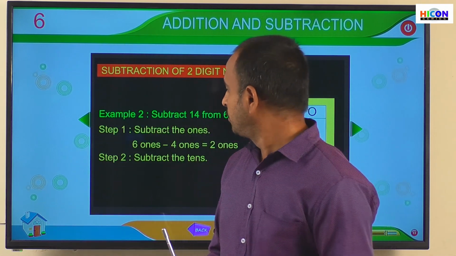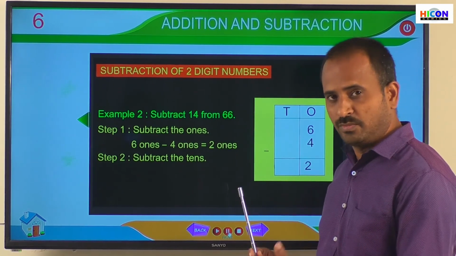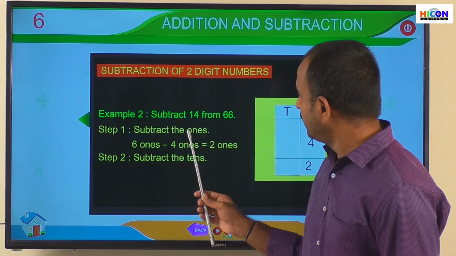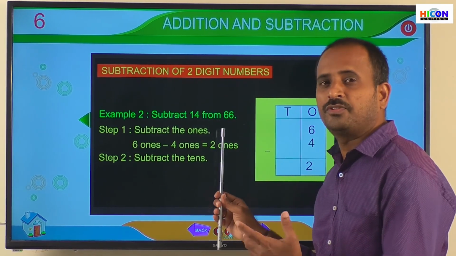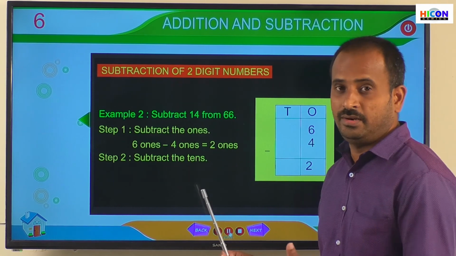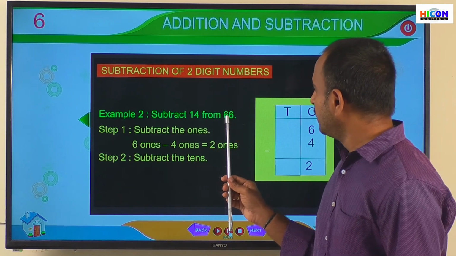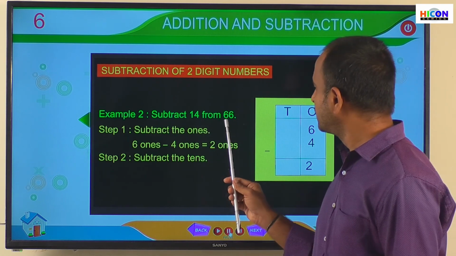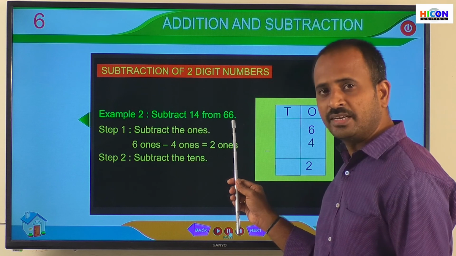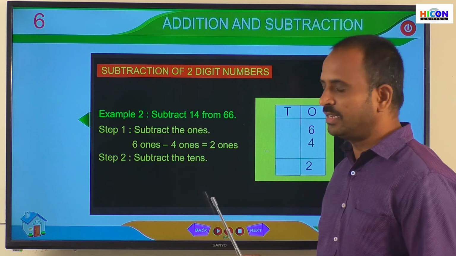First we have to write the greater number first and then the smaller number. Here we have to start subtraction from the ones place. What are the digits present in the ones place here? In 66, 6 is present in ones place, and in 14, 4 is present in ones place.